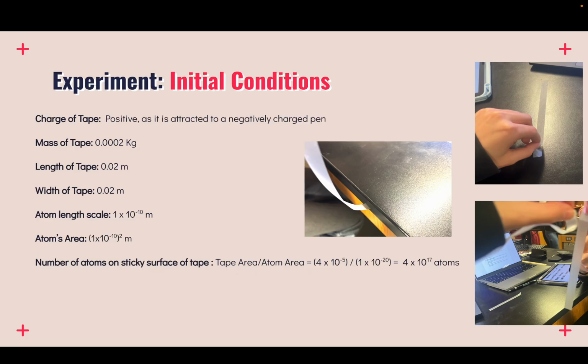To find the charge of the tape, we rubbed a clear pen against some wool to make it negatively charged, and we found that the tape was attracted to it, thus making the tape positive.